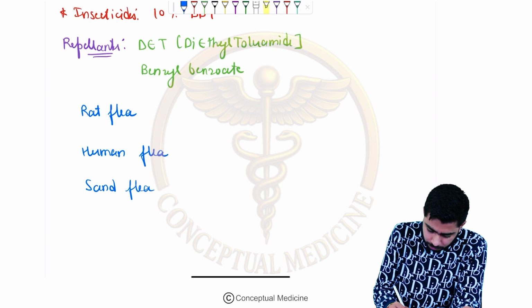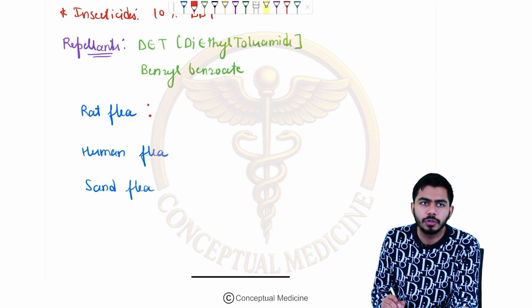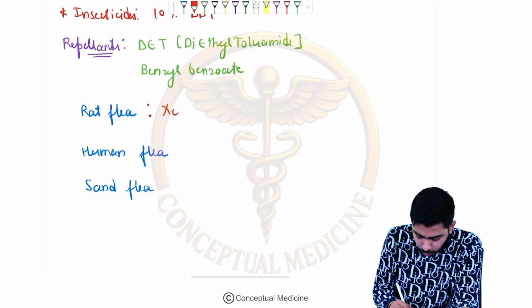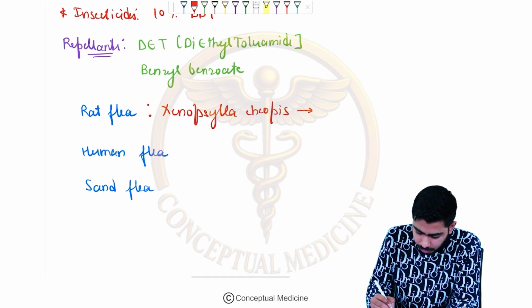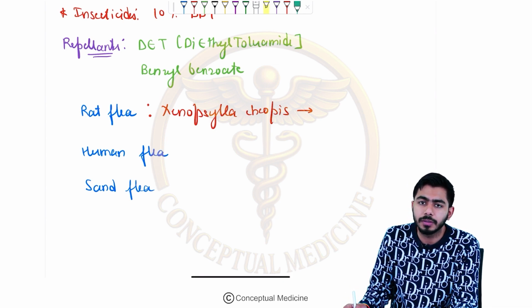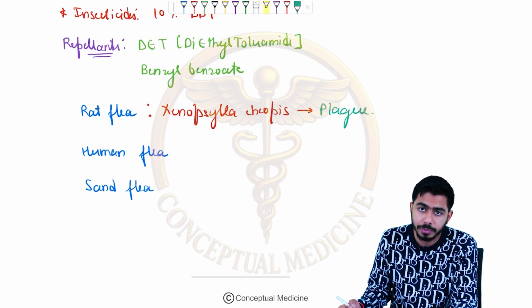So if we talk about the rat flea, guys, right, rat flea actually can be the Xenopsylla cheopis, as I have already mentioned about that. And Xenopsylla cheopis is capable of spreading which infection, guys? I told you that is the plague. So please do remember that it is responsible for spreading the plague.